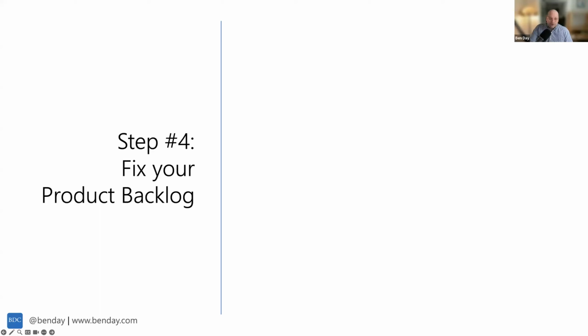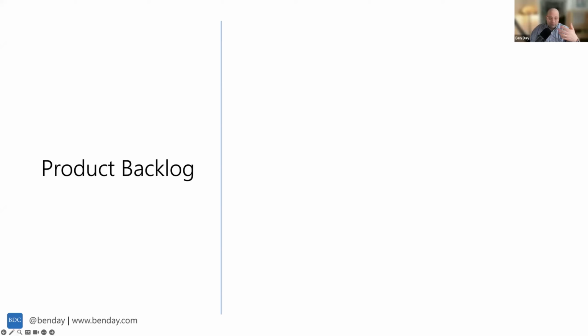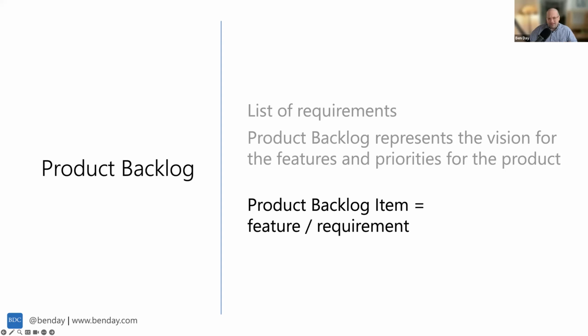Next thing, step 4, fix your product backlog. So this is another way of saying prioritize your work and make it clear what your priorities are. Now, a quick review of what product backlog is all about. It's your list of requirements, and it represents the vision of everything that might ever be delivered as a feature on this product. Whether you say product backlog item, feature, requirement, or user story, it's basically all about the same thing. This product backlog is a list of everything that you're dreaming of ever doing in this product.